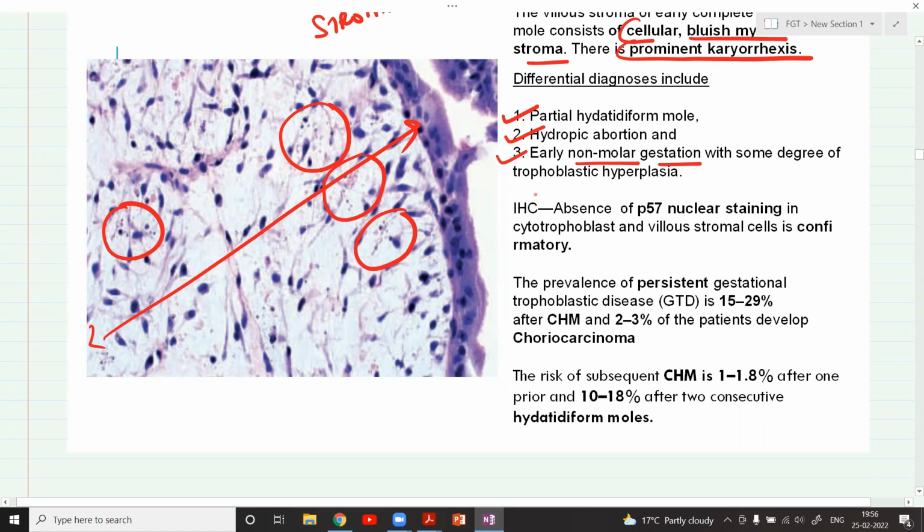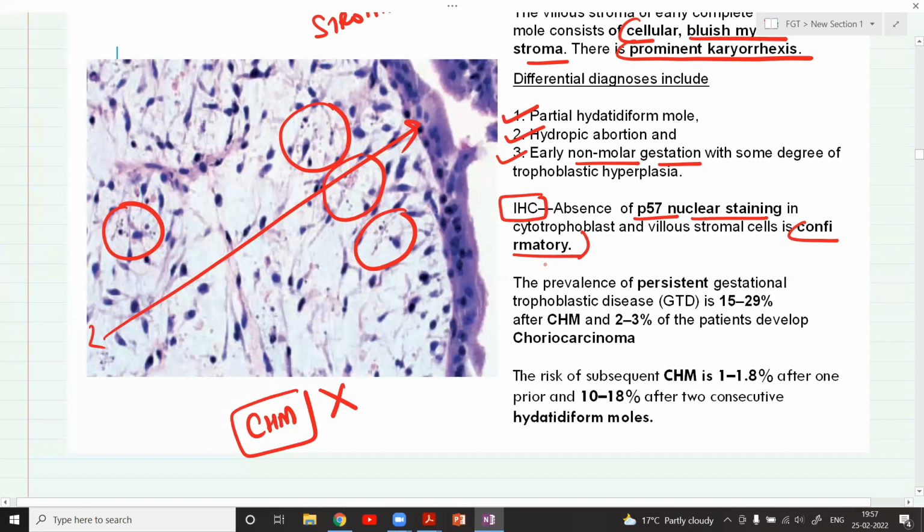Now, very important in the recent advances is immunohistochemistry. Normally, if the maternal genome or maternal structures are present, they are going to be positive with P57 as the marker. But as we know from the pathogenesis, there is no maternal contribution in complete hydatidiform mole. So there is an absence of P57 nuclear staining. Remember, absence of P57 staining is confirmatory in nature.